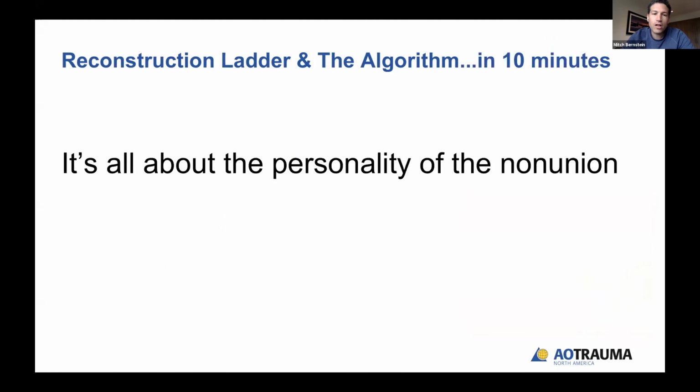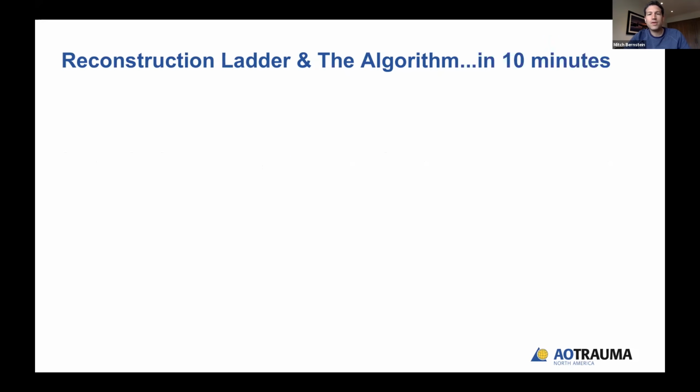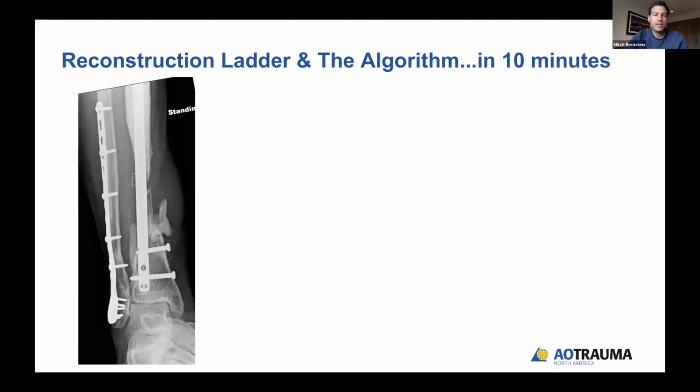So basically, it's all about the personality of the non-union. This has been discussed throughout AO, and I'm sure a lot of us trauma surgeons appreciate this. So it's really about the lesion and what type of non-union we're dealing with. So for example, this is an ex-Marine who has a 65 millimeter distal tibia defect that's infected with a flap that is draining pus.